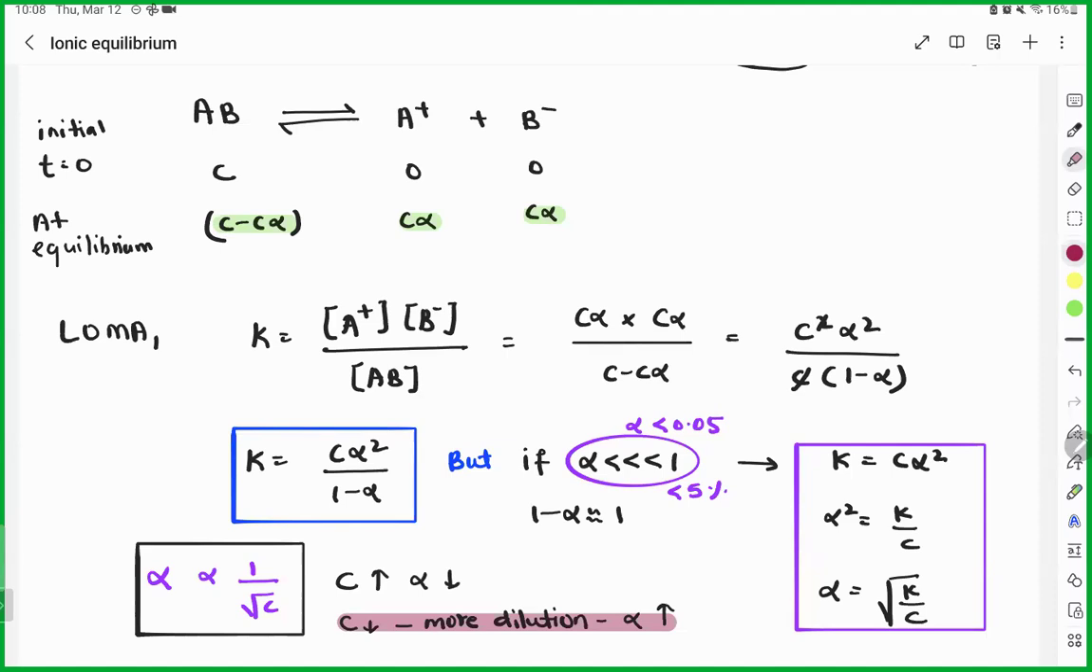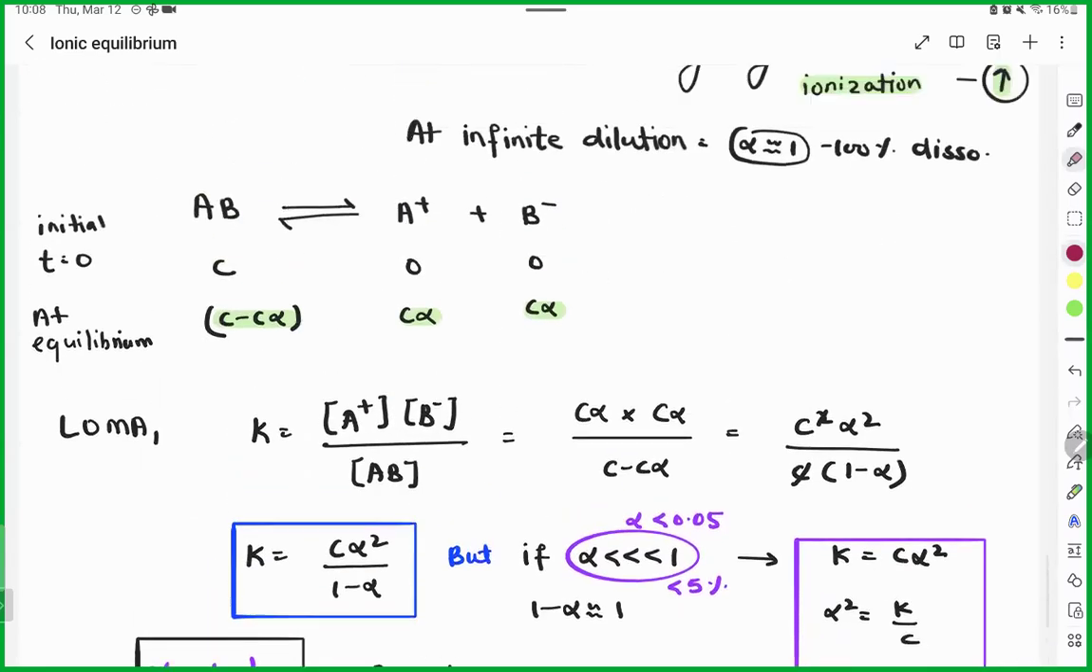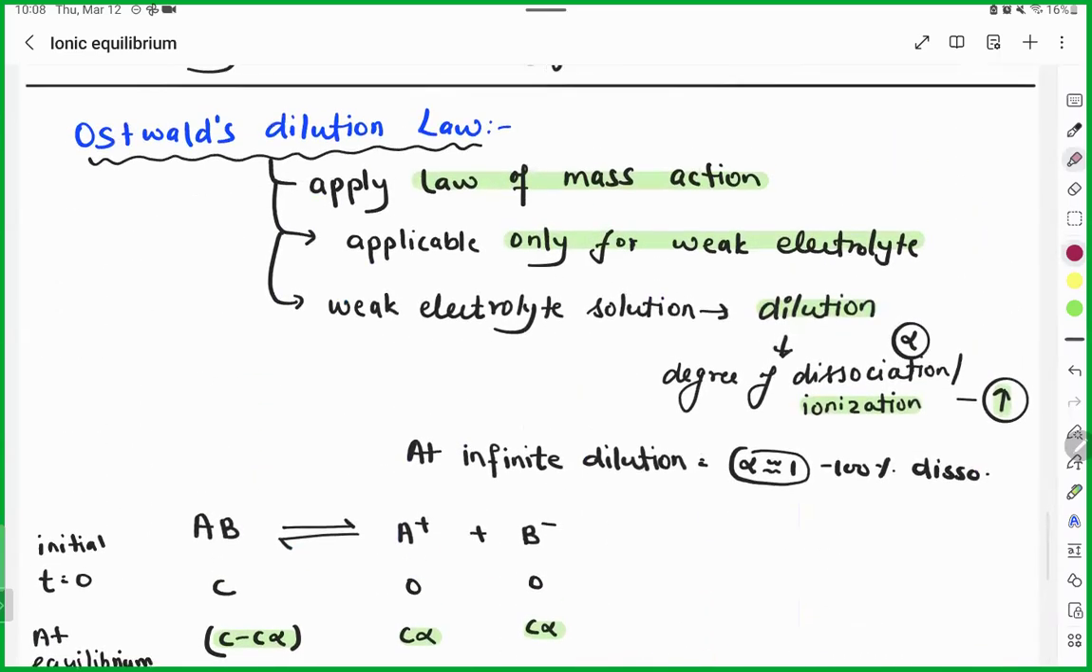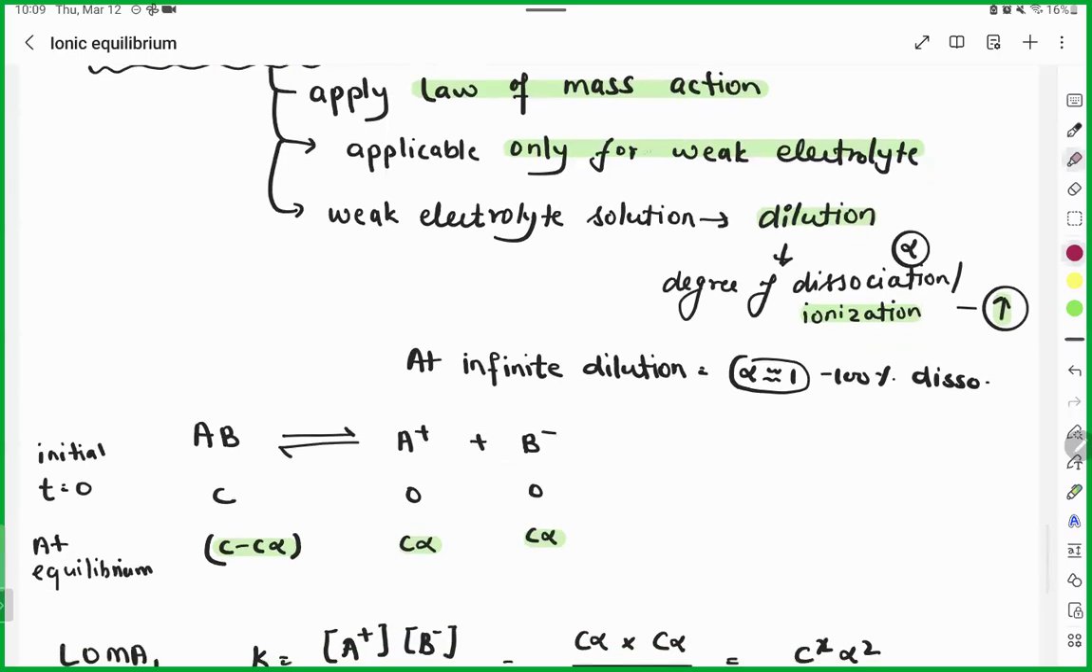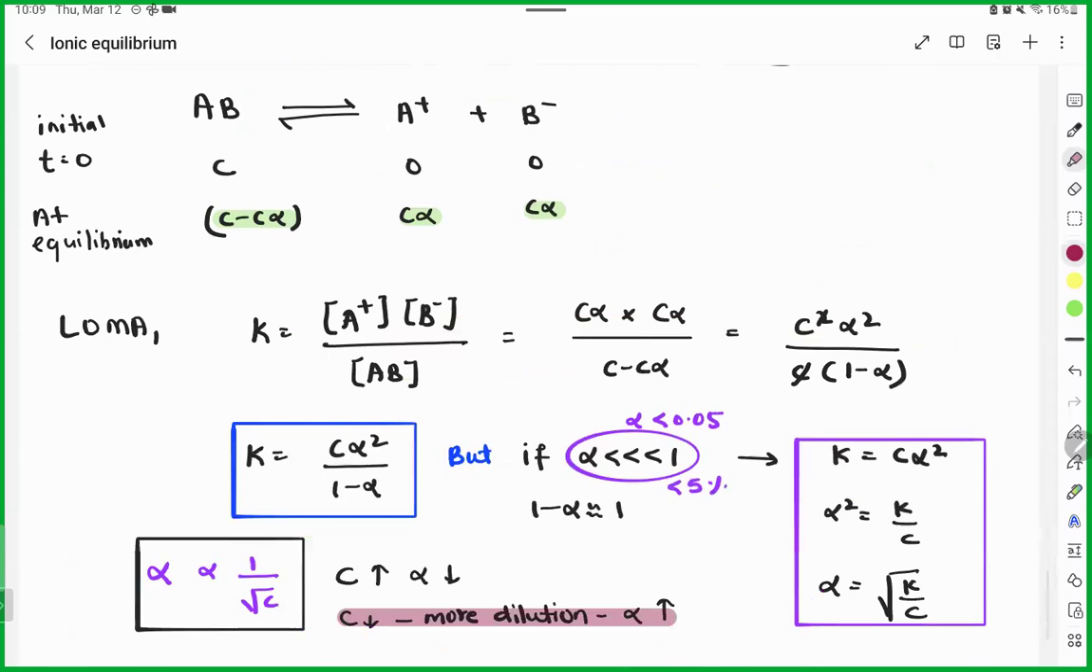Any doubt, guys? Any doubt? Ostwald dilution law tells you this is applied to the weak electrolyte. In this case, your final formula for the equilibrium constant is C alpha square upon 1 minus alpha. This is the real formula. But if the degree of dissociation is very less, 5%.